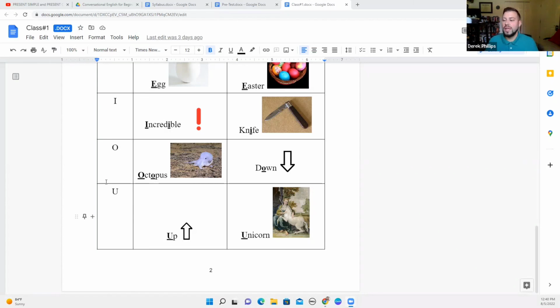And last, we have the letter U. Again, we see up. That's a short sound, up. Or we see this creature, hopefully you can see on screen, unicorn. It's a longer sound, unicorn.